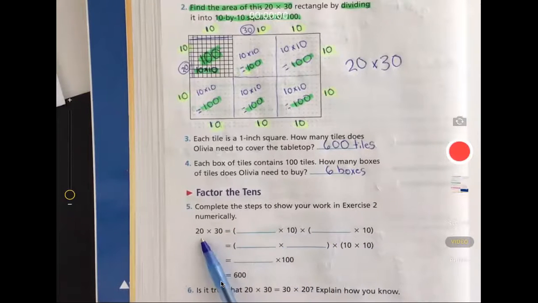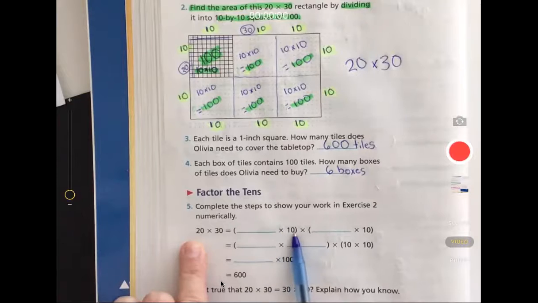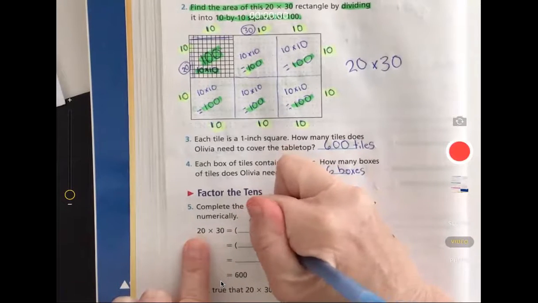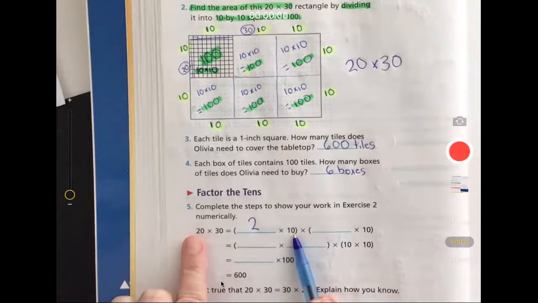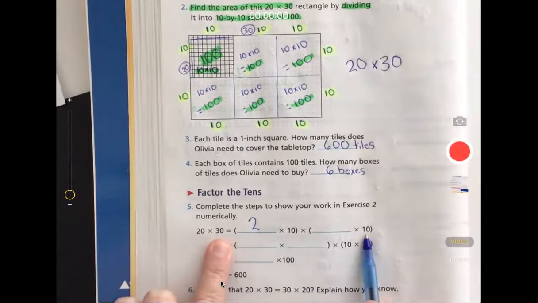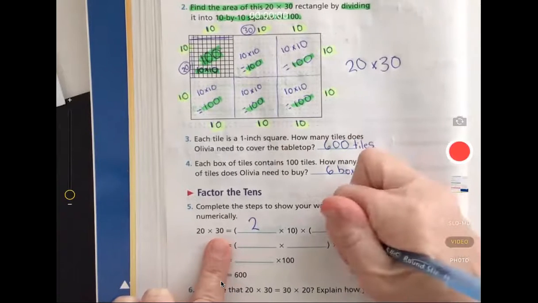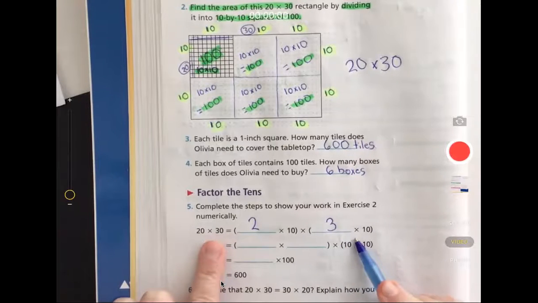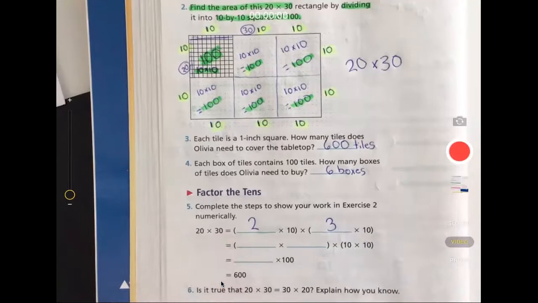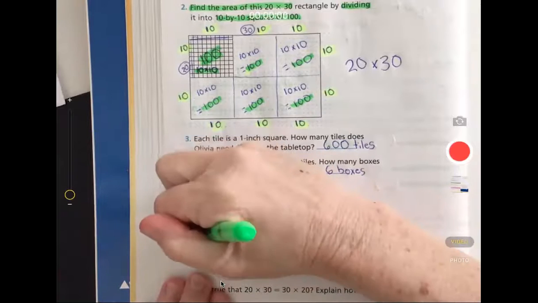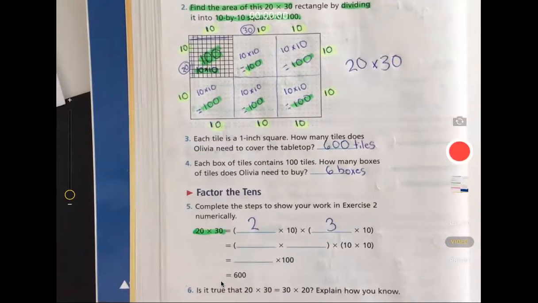So what we're going to do is let's start by factoring out our tens. If I'm looking at my first number, 20, how many groups of 10 is that? Well, I know that that's 2. 2 groups of 10 makes 20. Now I need to break up the next number, 30, into tens. How many groups of 10 is 30? 3, because 3 times 10 is 30. I'm going to highlight this equation, 20 times 30, because that is the equation we're breaking down right now.